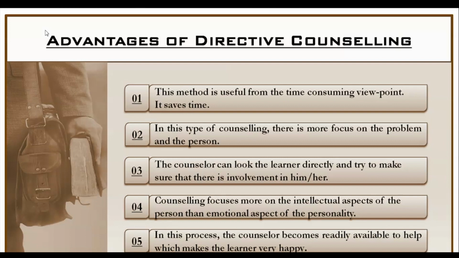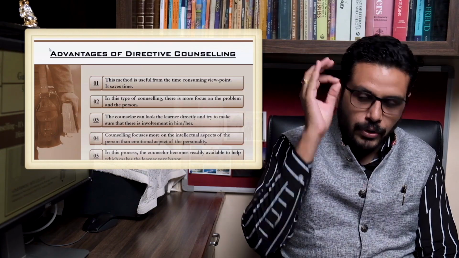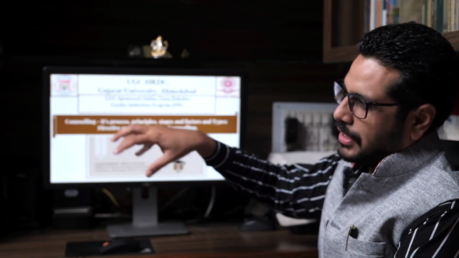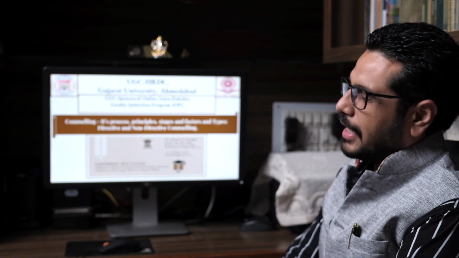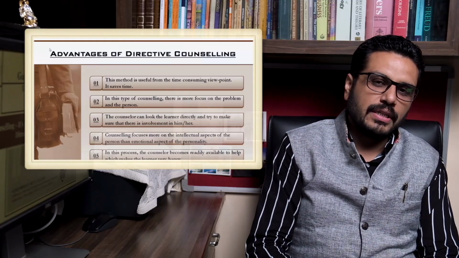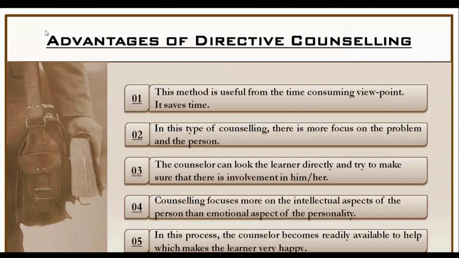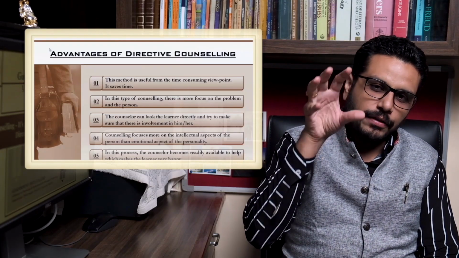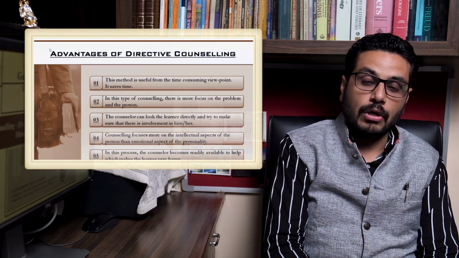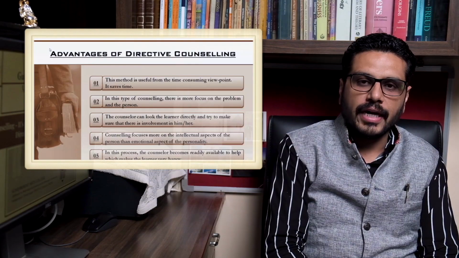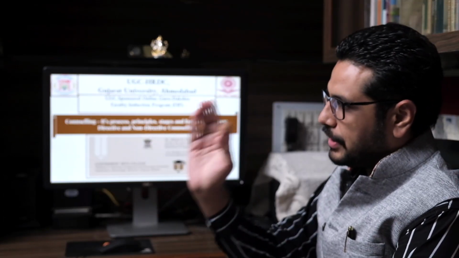The first point on your screen is this method is useful from the time consuming viewpoint, as it saves time because you are directly on the point. You're not going around that particular person or trying to look for the background of that particular person. You're not trying to bring something out which is not told to you. You have a problem, you're trying for a solution. It is as simple as that. Second point is in this type of counseling, there is more focus on the problem and the person. Okay, you're directly focused, you are zeroing in on the problem instantly without looking at other problems. Your focus is one particular problem.